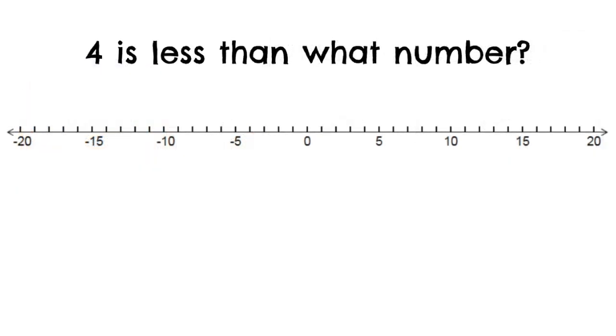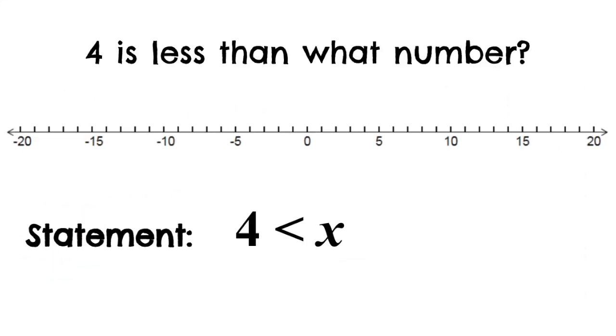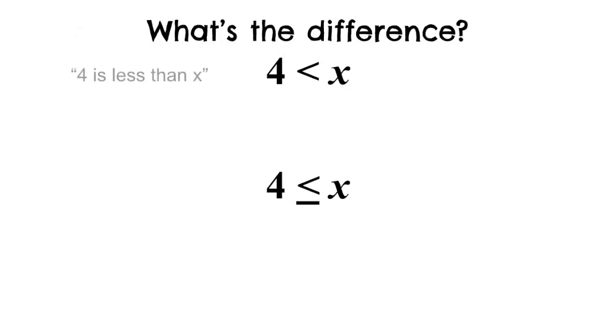So now we have kind of a different question. 4 is less than what number? This statement, we now have 4 on the left side and our number x is on the right side. So we would read this statement as 4 is less than x, meaning my numbers x are actually greater than 4. So again, what's the difference here?